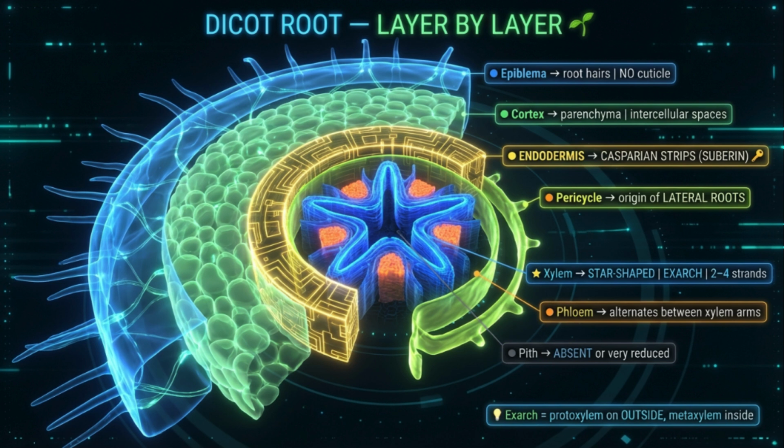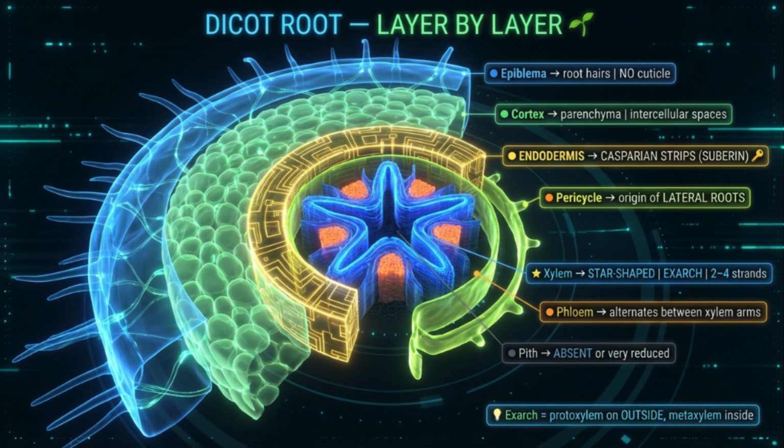Moving inward, the cortex. This is several layers thick, made of parenchyma cells with intercellular spaces. Water moves relatively freely through here. Then we hit the most important layer in the root, the endodermis. This single layer of cells has a very special feature, Casparian strips. These are bands of suberin, a waxy, waterproof material that run around each endodermal cell like a belt.